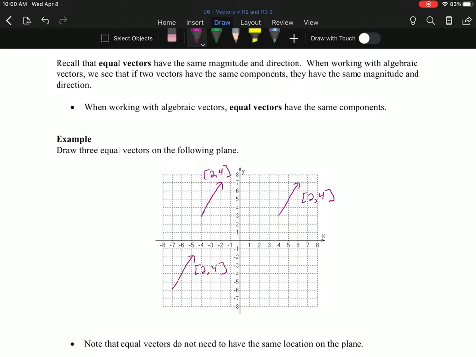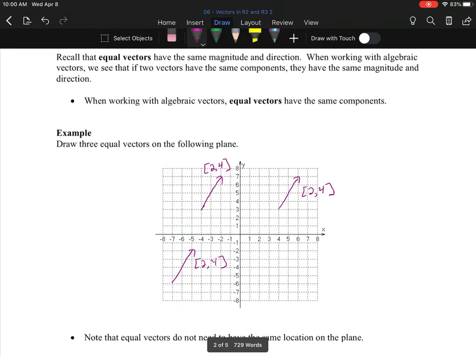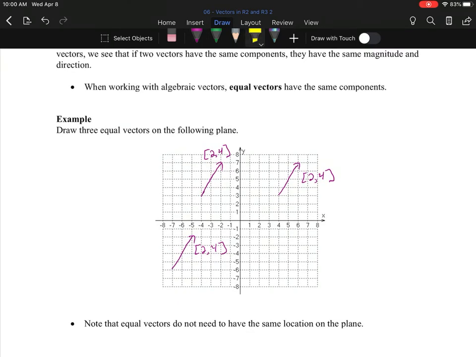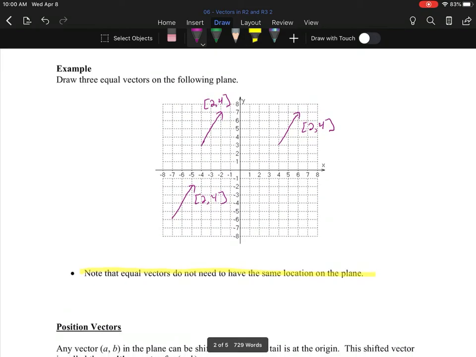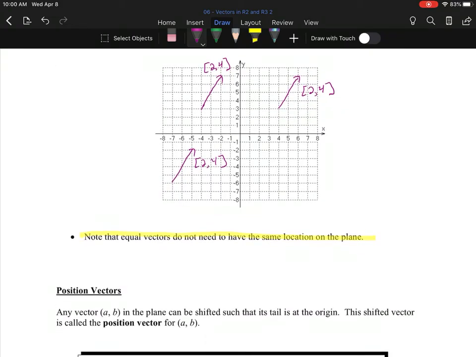2, 4 is my third vector there that's equal. So equal vectors do not have to have the same location. Let's just highlight that because that might be a new idea here. Two vectors do not have to have the same location to be the same vector.